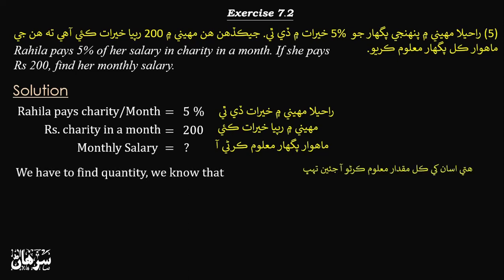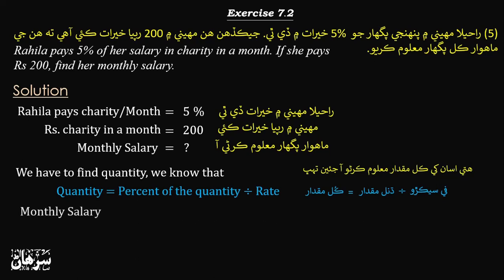We know that quantity is equal to percent of the quantity divided by rate. Here monthly salary, yani quantity is the monthly salary. Percent of the quantity is 200 divided by percentage 5%. Now solve it. 5% means 5 out of 100. You will write 5 out of 100.